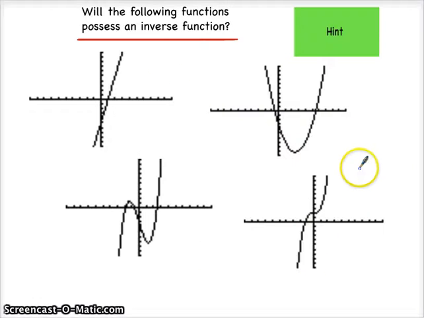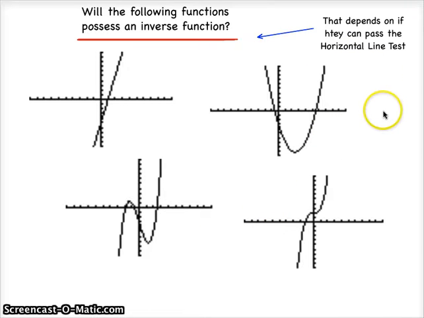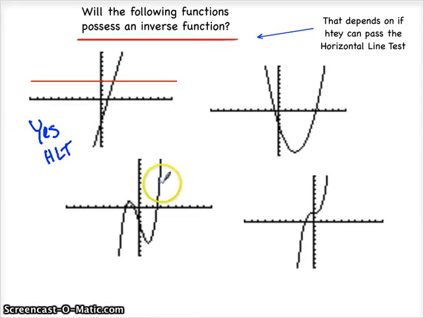So taking a look at a few different examples, we've studied functions that look like all of these. Which ones of these would have inverse functions? Again, the hint is it depends on the horizontal line test. So we could check our horizontal line test. A linear function obviously will pass the horizontal line test, so yes, it passed the HLT, the horizontal line test, it'll have an inverse function.